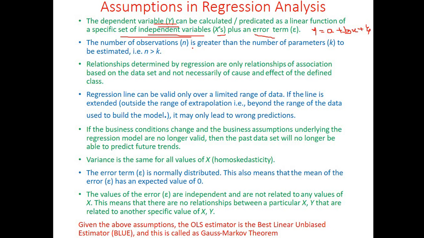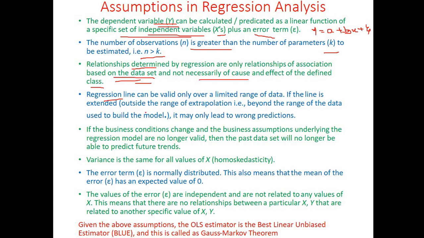The number of observations n is greater than the number of parameters. So that is another assumption that is made in regression analysis. Relationships determined by regression are only relationships of association based on the dataset and not necessarily on the cause and effect of the defined class. Here, the relationship is based on the dataset, not on other parameters.